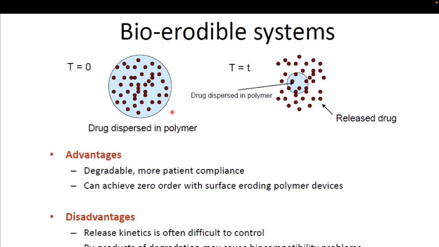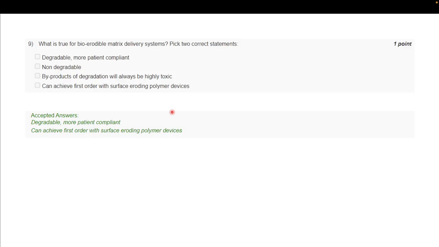So it's possible to achieve zero order with surface eroding polymer devices. These are the two correct options for the bioerodible matrix system. First, it's degradable and more patient compliant, and second, it can achieve zero order with surface eroding polymer devices. Please make a note, it's not first order, it's zero order in the last option. There's some mistake with the option.